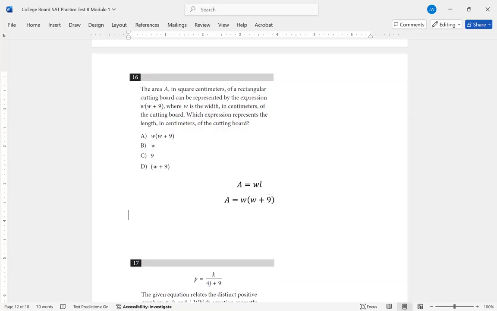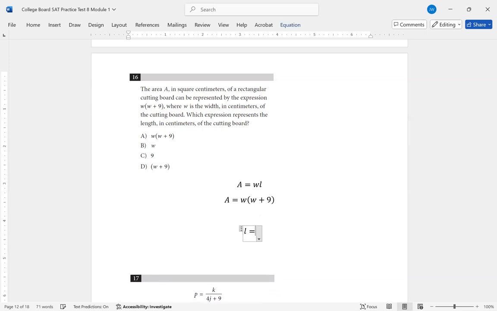So if we can't see it already, the L has to be the W plus 9. The reason for that is that if we set the areas equal, we have WL equal to W times W plus 9. And then if I divide both sides by W, those coefficients of W would cancel out, and we'd be left with L equals W plus 9. So the answer to 16 is W plus 9, which is option D.